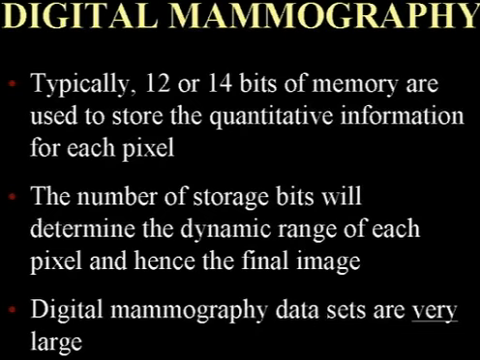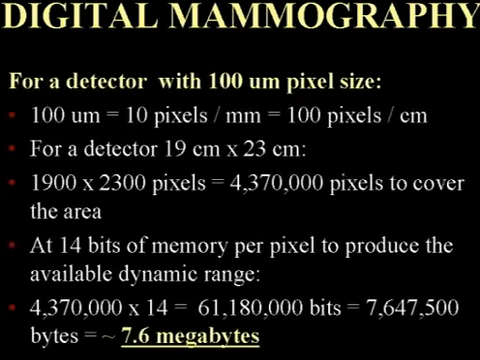And this is a challenge for our archival colleagues in order to store our images, to get them back to us quickly, and have them available in a timely way. Well, how much information are we talking about here? Well, how about for the General Electric detector that has 100 micron pixel size? Well, that will basically translate to 100 pixels per centimeter.